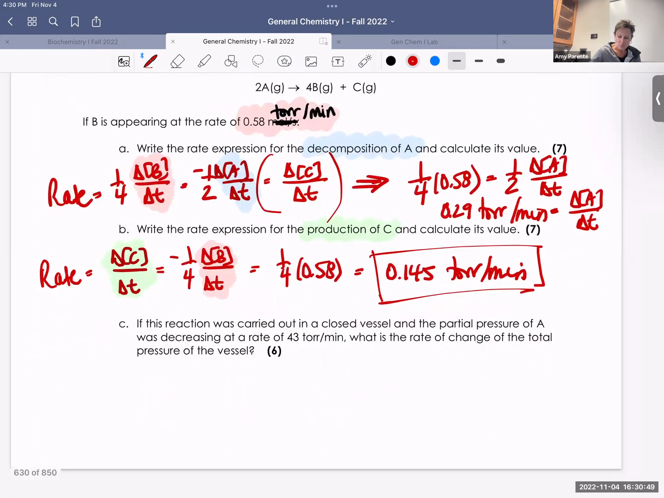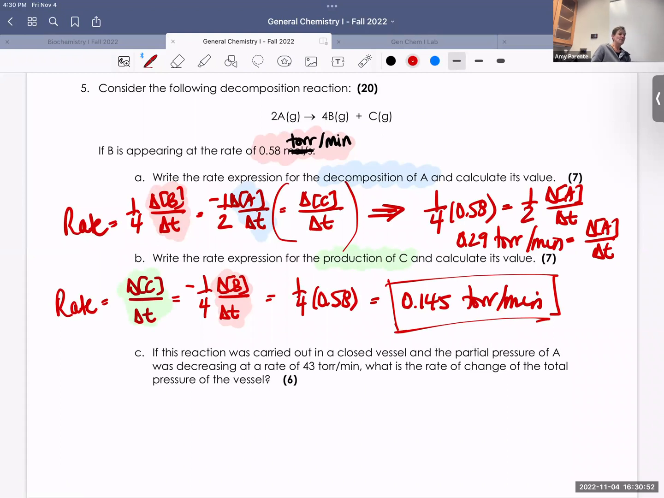All right. So this part is a little bit more involved, but it says if this reaction was carried out in a closed vessel and the partial pressure of A was decreasing at a rate of 43 torr per minute, what is the rate of change of the total pressure in the vessel? So here's how we want to think about this. I'm going to write out my equation down here, so it's a little bit easier to think about. 2A is decomposing to 4B plus C. It tells us that the partial pressure of A was decreasing at 43 torr per minute.